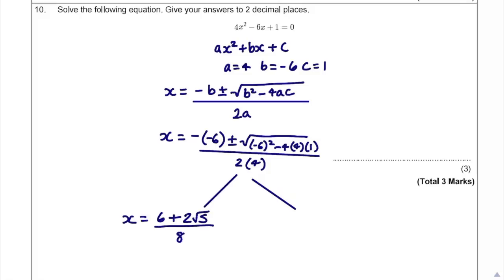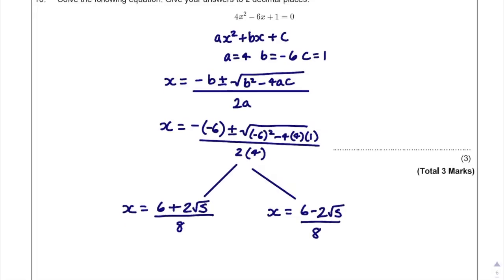So that means our other x value is going to be the exact same as our first x value. We're just going to replace plus with minus. So we're going to have 6 minus 2 root 5 over 8. Now, if we work out these values of x on our calculator, we're going to get 1.31 to 2 decimal places.